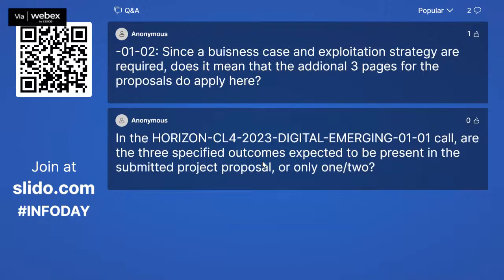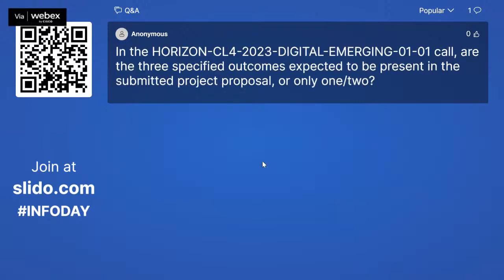Thank you, Antonio. Second question. In the Digital Emerging 0101 call, are the 3 specified outcomes expected to be present in the submitted project proposal, or only 1 or 2? In this case, the 3 specified outcomes are complementary, which means that each proposal should address all 3, all of them.